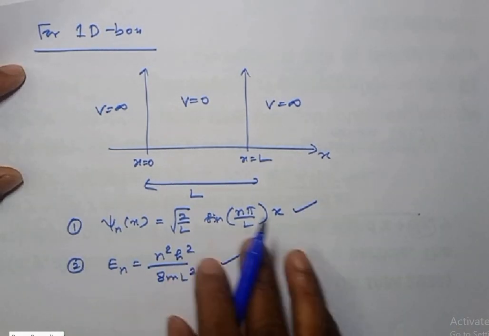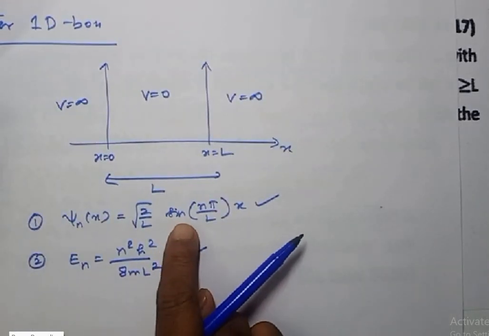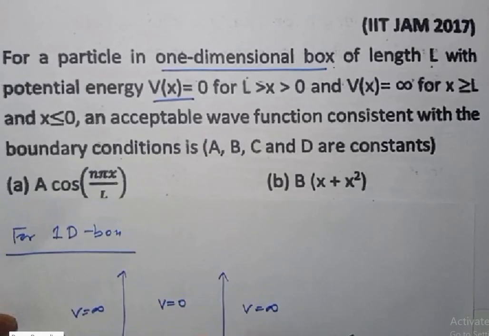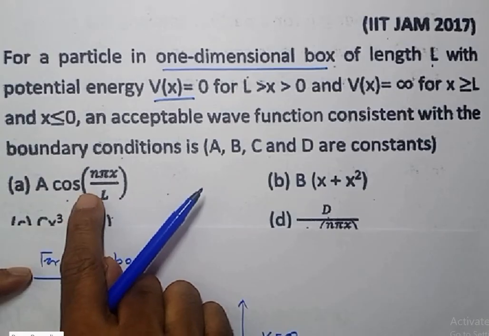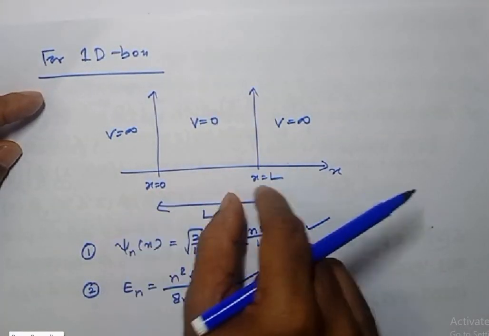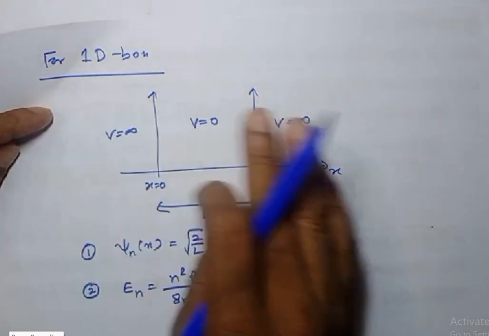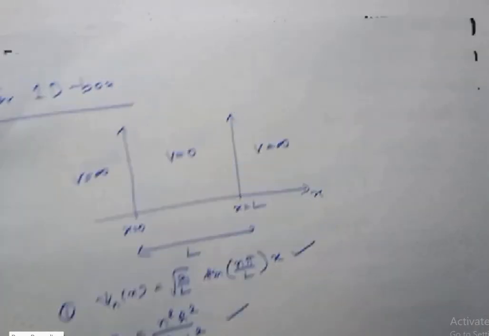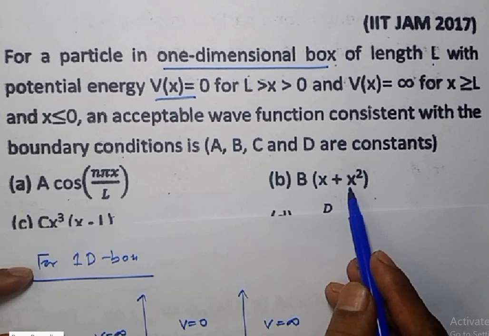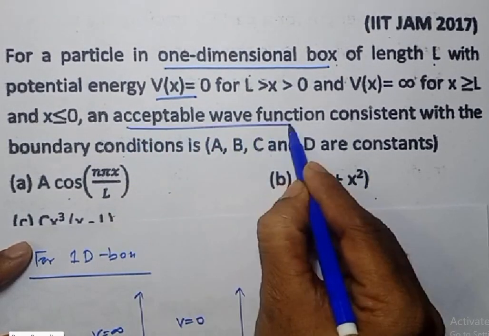But if you see the options, in the question they are asking only about the wave function. So we need a wave function containing sine of n pi by L into x. But in option A, a cos function is given. It is not possible because this is a normal 1D box, 0 to L. For boundary condition 0 to L, you will never get a cos function. We get only a sine function. Then, in option B, x plus x square is there. Is it acceptable or not? Because they are asking only for an acceptable wave function.